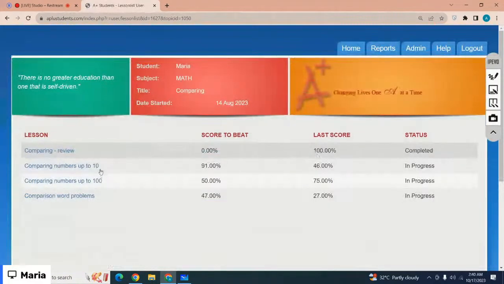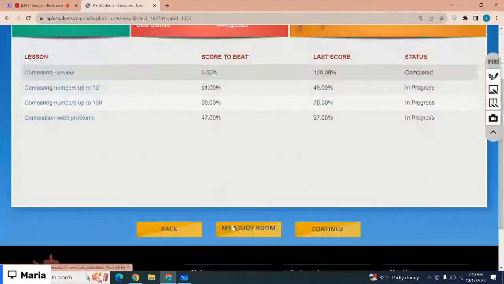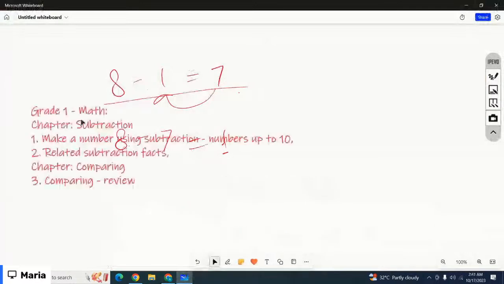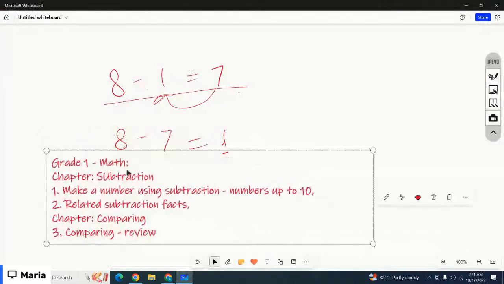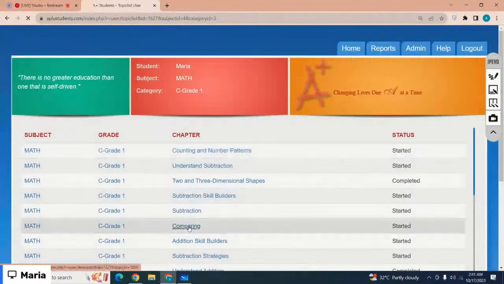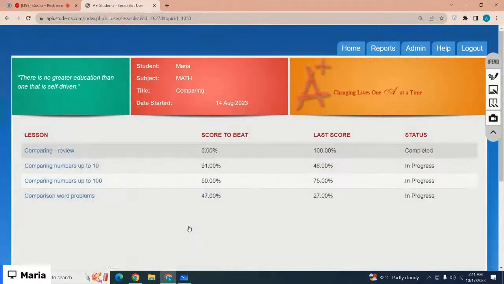So, we are working on grade 1 math. We have started with the chapter subtraction. The lessons we have covered from the chapter are make a number using subtraction numbers up to 10, then related subtraction facts. We have started the chapter comparing. We have done the lesson comparing review, and the one we just completed is comparing numbers up to 10, right?